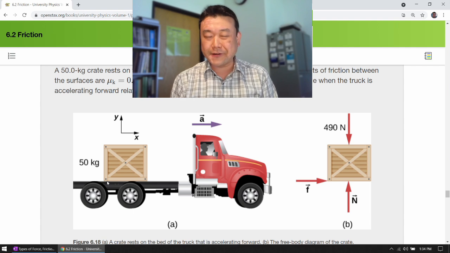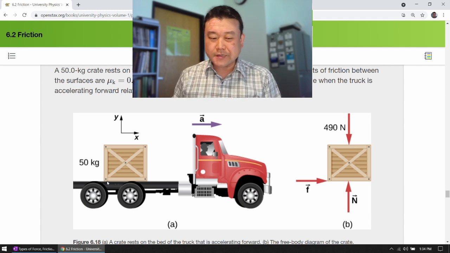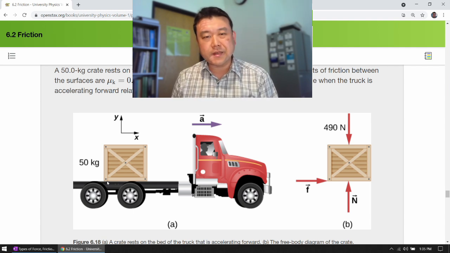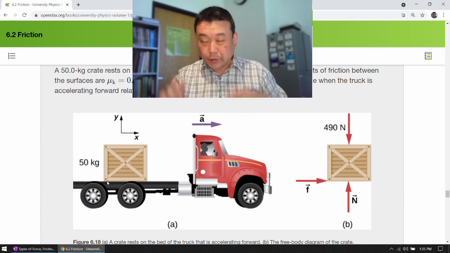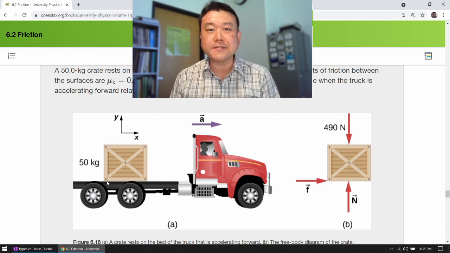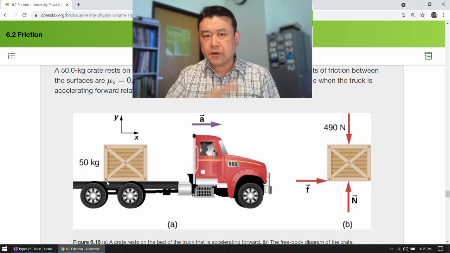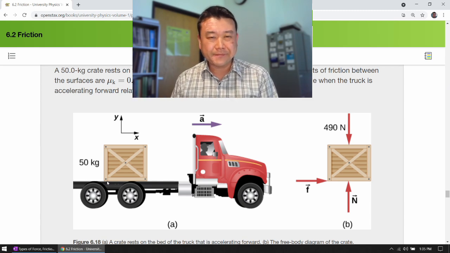Again, I want to repeat the caution that friction force is one of those tricky forces that people tend to make mistakes with. I have an example with a trick question that I've asked in the past. You will see that in a separate video, so watch out for that.